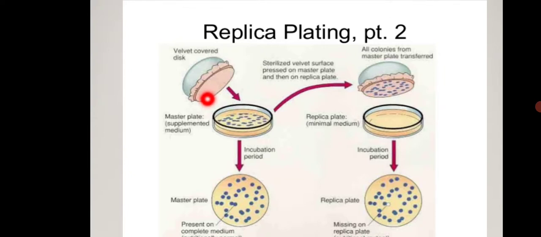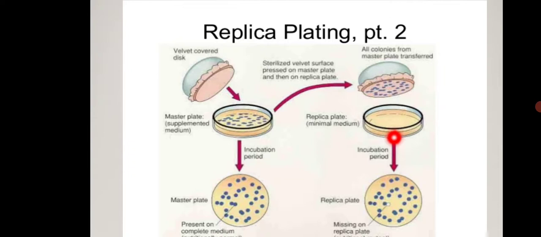Hence we use sterile velvet cloth. We sterilize that cloth, tie it to the replicator, and sterilize the replicator, and then it is used for the replica plate technique. It is pressed onto the master plate, and from the master plate, this replicator is placed onto this minimal media. This is the nutrient media, and this is the minimal media.